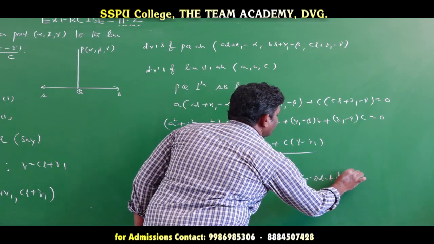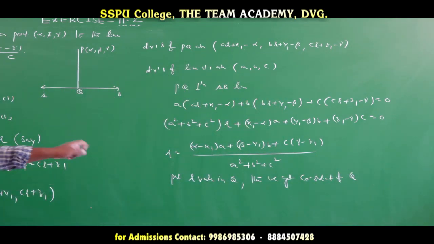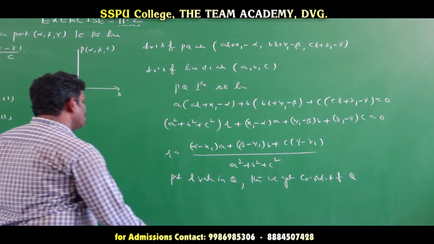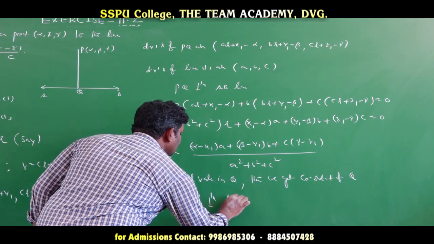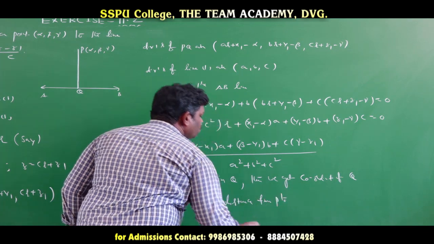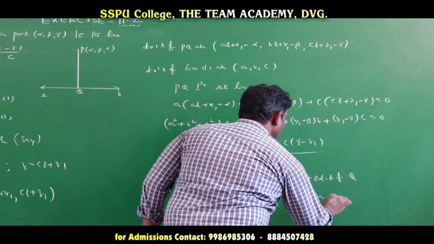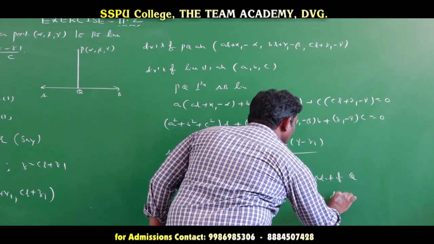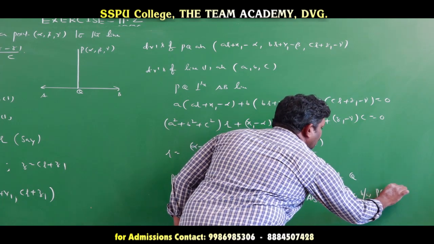the coordinates of Q. So when we get the coordinates of Q, that is the foot of the perpendicular, and the perpendicular distance is equal to the distance between PQ. The perpendicular distance from P to line AB is equal to the distance between P and Q.